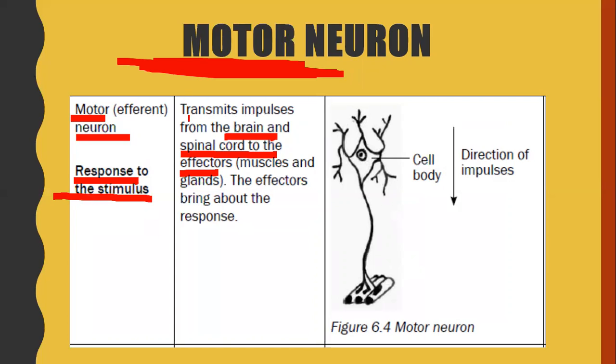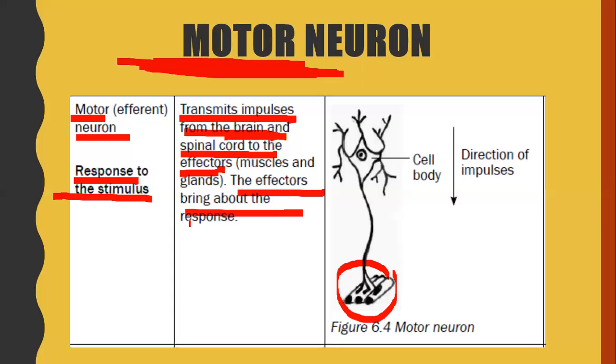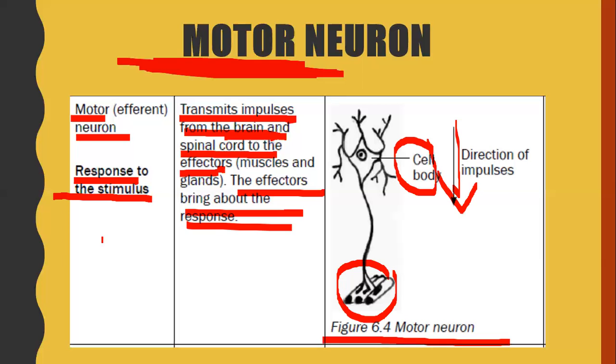The function of a motor neuron is that it transmits impulses from the brain and spinal cord to the effectors, to the muscles. As you can see here, there is a muscle. So the muscles and glands. The effectors bring about the response. This is the cell body, and this is the direction of the impulse. And we call it a motor neuron. Okay, let's go to the next one.